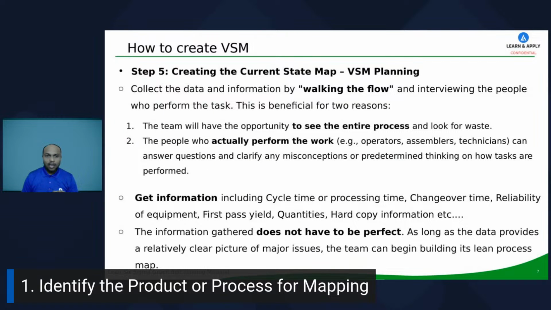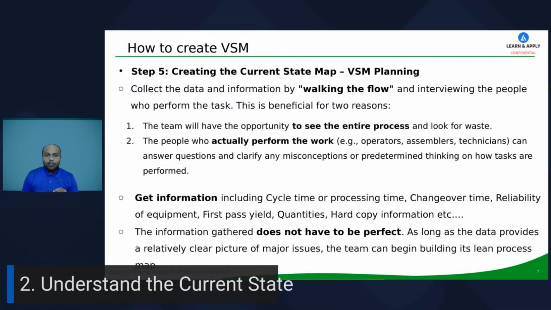Now, the next step, once you identify which product or which process you are going to work on, then the next question is the creation of the current state. We need to understand the current state, how this process or service is performing. That is called step number 2, understand the current state. Here we are going to create the current state map, collecting data and information by walking the flow and interviewing the people who perform the task.